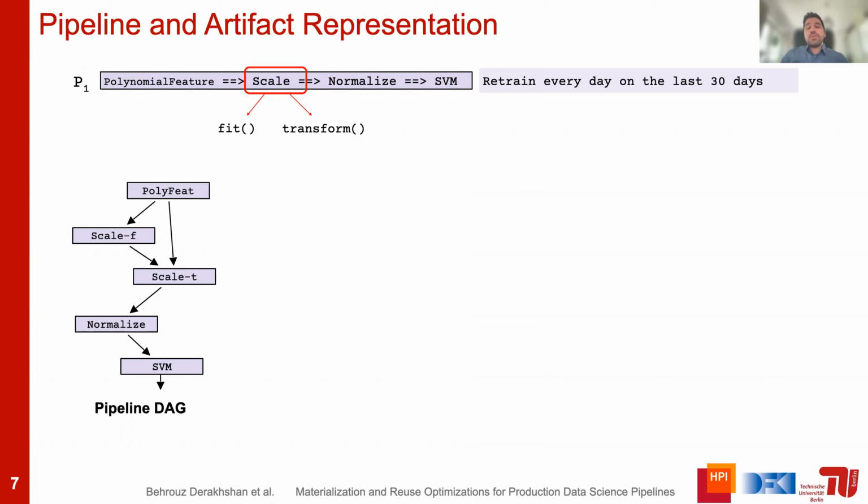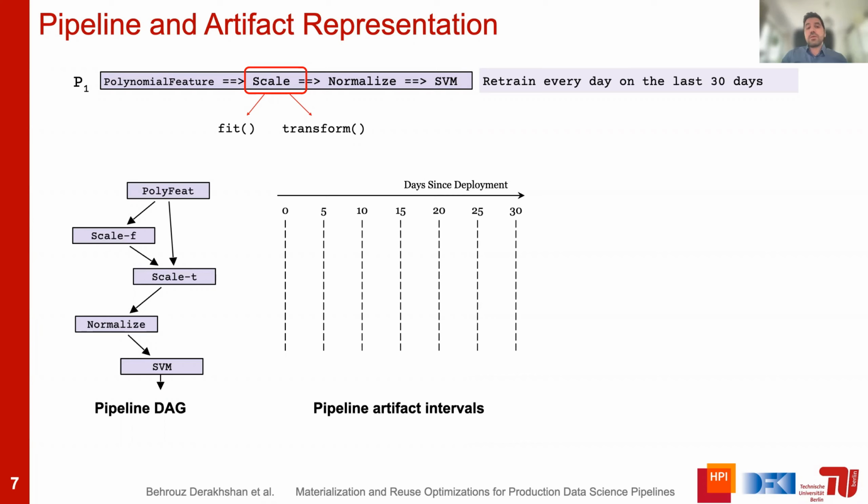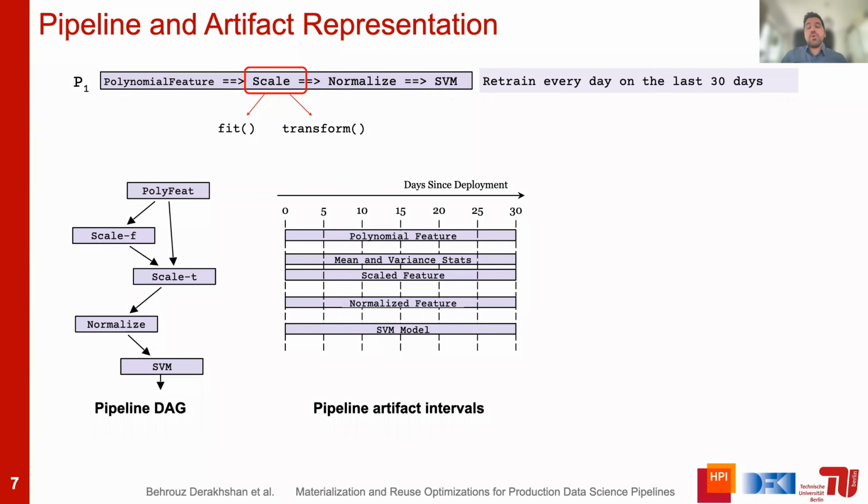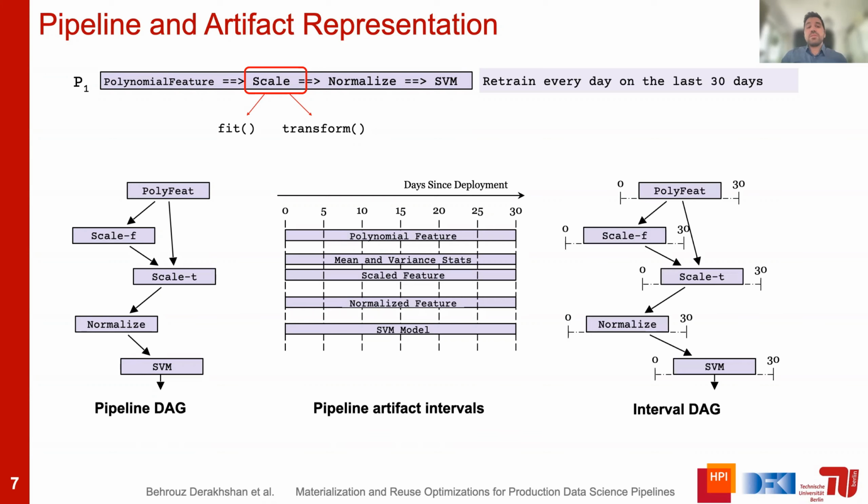Every execution of the pipelines occurs over an interval of data. For example, for P1, every execution occurs over a 30-day interval. So every operator generates artifacts over the 30-day interval. In order to design proper materialization and reuse algorithms, we not only need to consider the dependency of the operators, but we need to consider the intervals as well. Therefore, we propose a representation called the interval DAG, where every operator of the DAG also encodes the interval as well. Using this representation, we can implement our algorithm as I'm going to describe next.